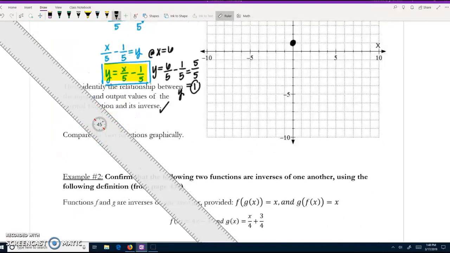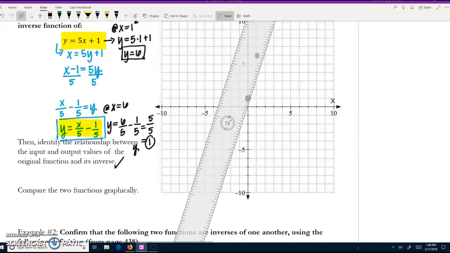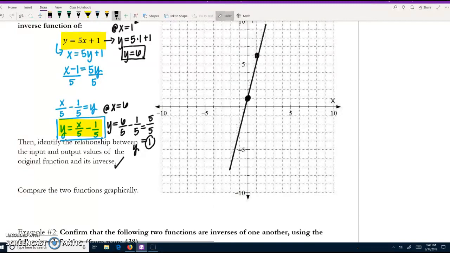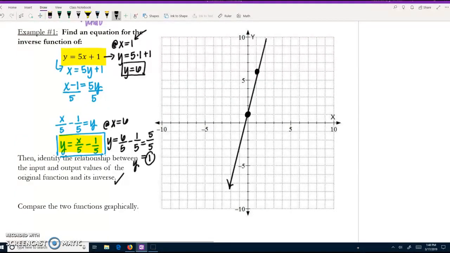So if I grab my ruler to make a straight line here, this is going to be my first function. This is going to be the original y. And then if I go to graph my inverse function, let's do that in green here. My y-intercept is negative 1/5, so maybe right about here. And then my slope is 1/5. That x over 5 is the same thing as saying 1/5 x.